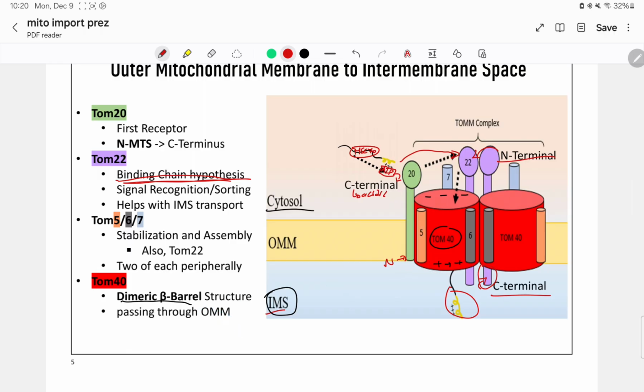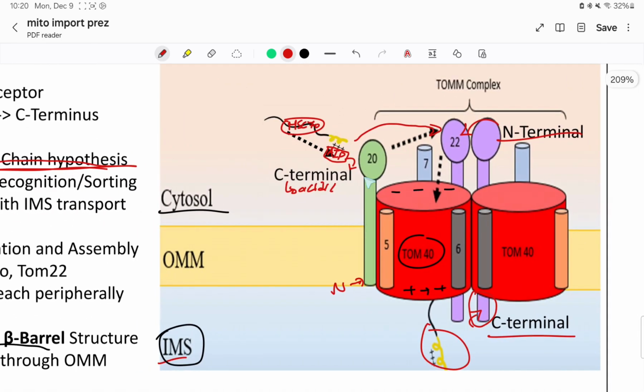So that's that. It's a dimeric beta barrel structure, and it's the main passage through the outer membrane, okay? The main passage through the outer membrane. And TOM40, as you can see, can actually fit two alpha helices, okay? So it can fit one here and then another one here, okay?